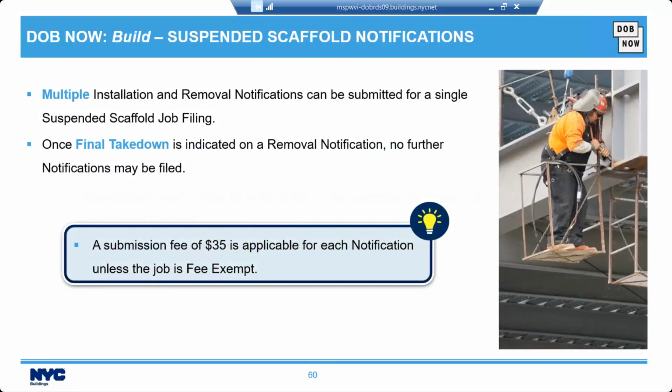Multiple installation and removal notifications can be submitted for a single suspended scaffold job filing. Once the final takedown is indicated on a removal notification, no further notifications may be filed. And once again, a submission fee of $35 is applicable for each notification unless the job is fee exempt.